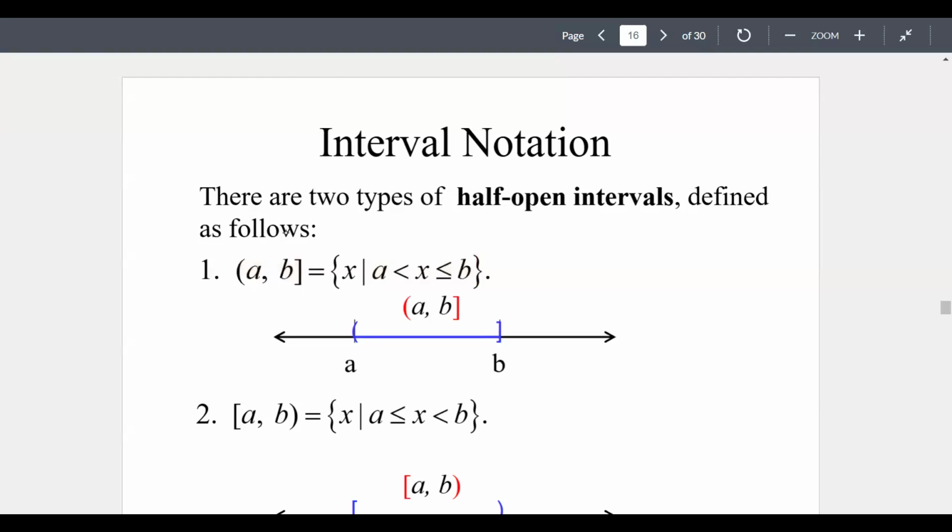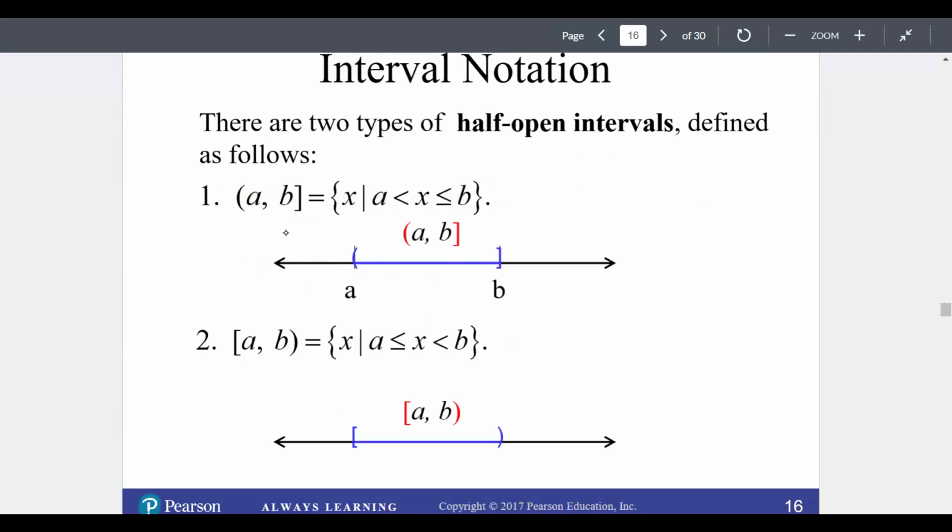Move my whole slide up here a little bit. The same thing down here. If x is greater than or equal to a, then we're going to use a bracket on that end. But x is strictly less than b, so we use a parenthesis on that end.